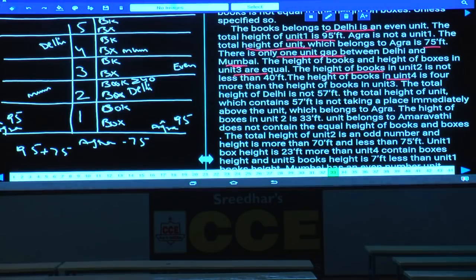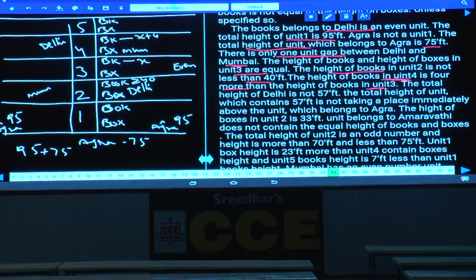The height of books in unit 4 is 4 more than the height of books in unit 3. Now in unit 3, if this is x, this must be how much? 4 more than this one, and the difference between these two must be 4, so this must be x plus 4. And the height of books in unit 2 is not less than 40, the height of books in unit 4 is 4 more than the height of books in unit 3.